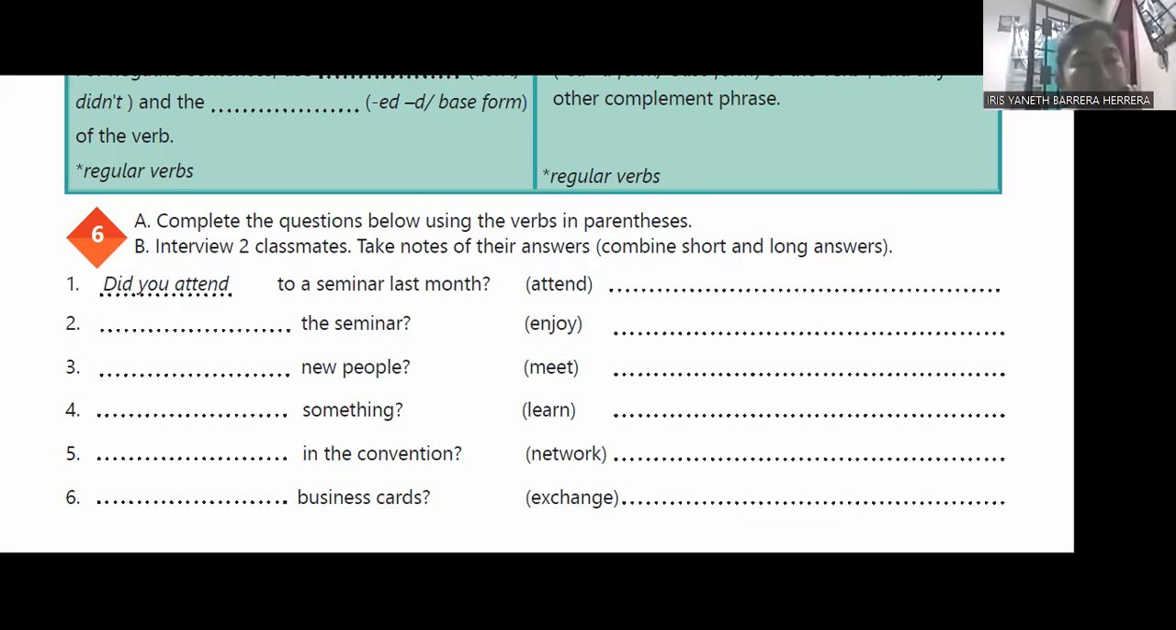Did you meet new people? Yes, I meeting new people. El tiempo pasado del verbo meet sería met. Entonces, yes, I met new people. Se leería así como está, met. Sí, pero no se escribe con las dos E. Yes, I did. I met new people. Yes, I met new people.